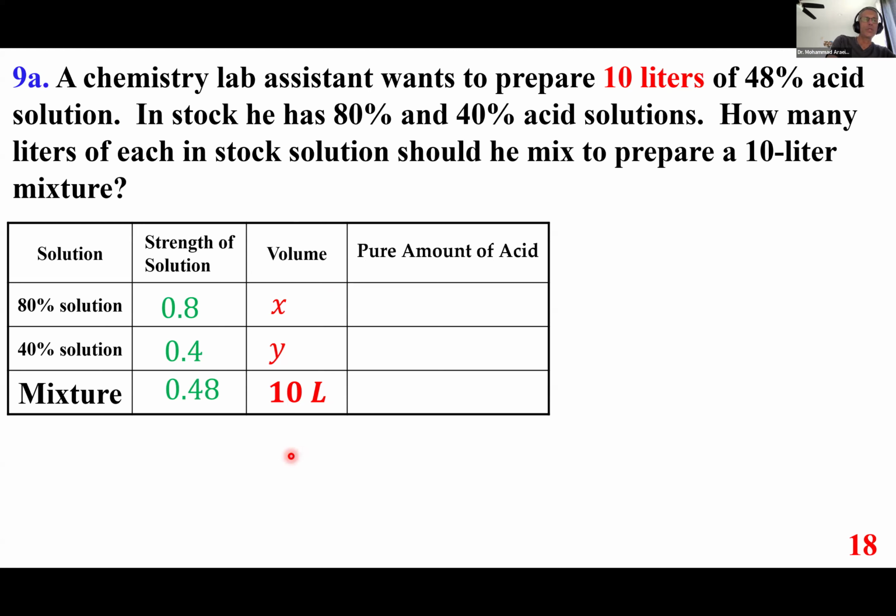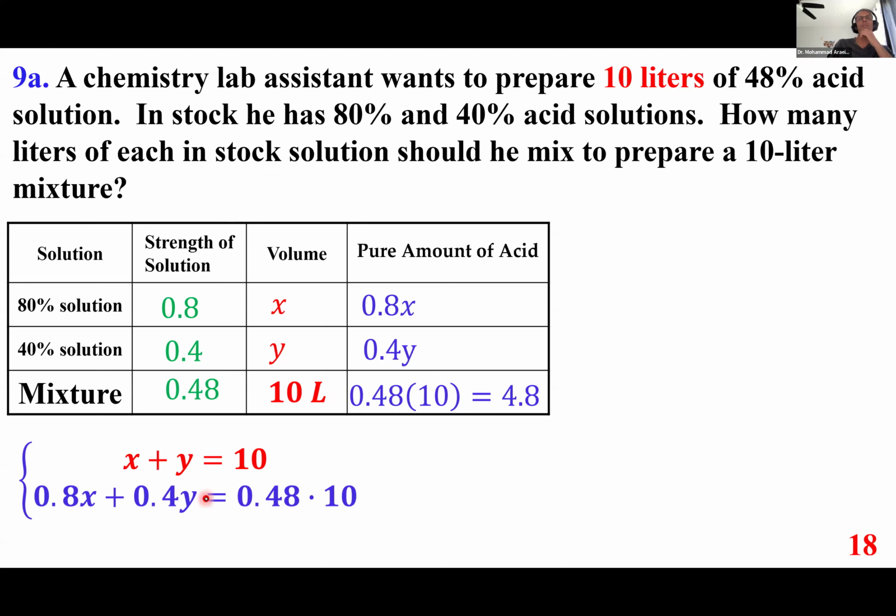Also, when we have something that is 80% acid, that means the pure amount, or the actual amount of acid, is really 0.8 times X. In this case, 0.4 times Y. In this case, 0.48 times 10. This column gives us one equation, X plus Y equals 10. And this is the second one, 0.8X plus 0.4Y equals 0.48 times 10, or 4.8. So that's a system of equations, and you can solve it by a method of your choice.